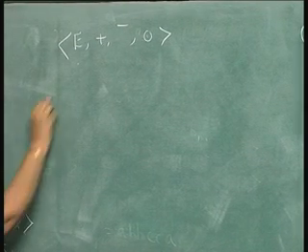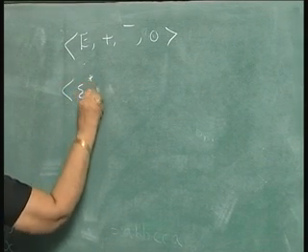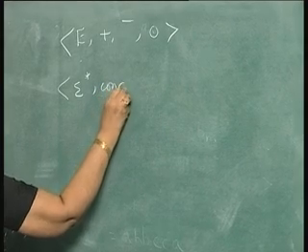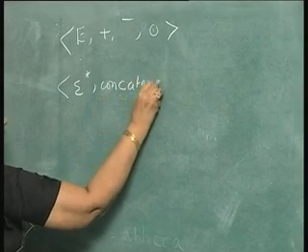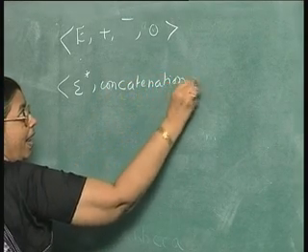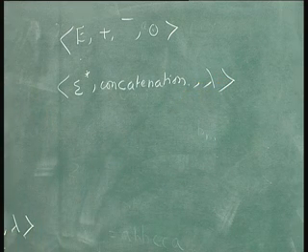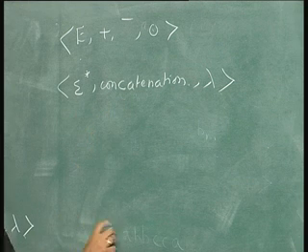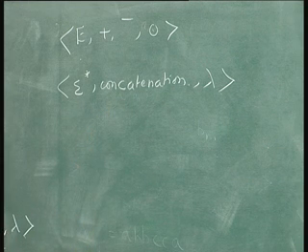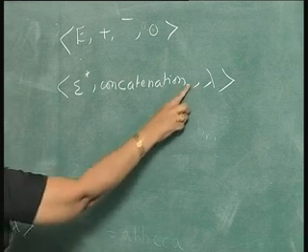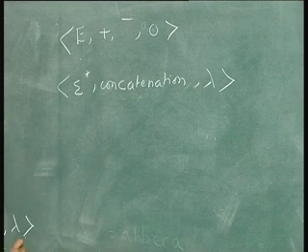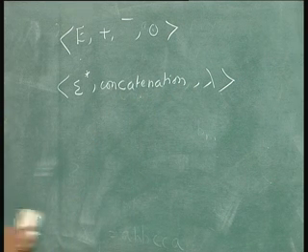Now, in the case of sigma star with concatenation and lambda, which is the identity element, you cannot talk of it as a group because you cannot define the inverse element in this case. So, it is a monoid, but it is not a group. Let us consider one more example of group.